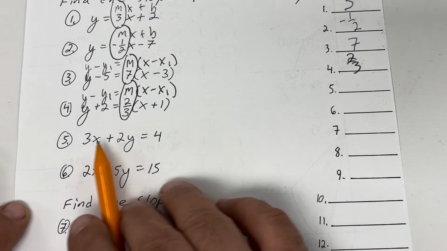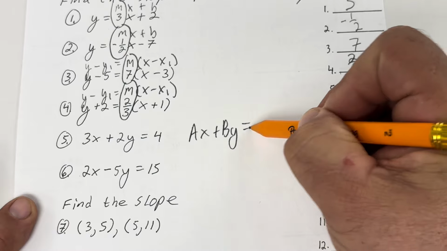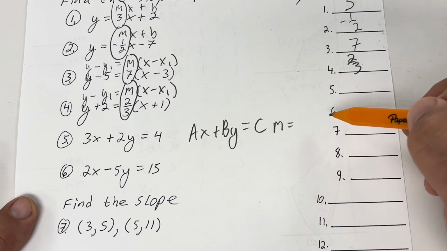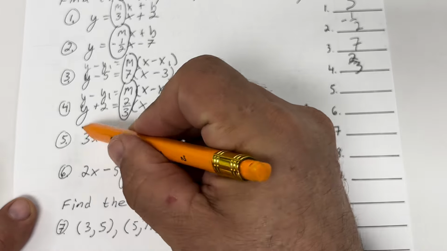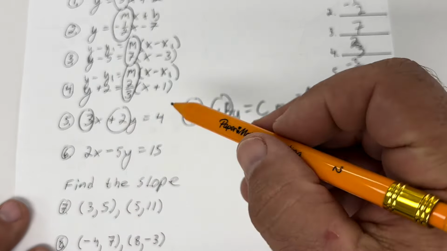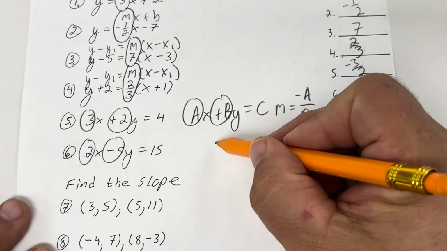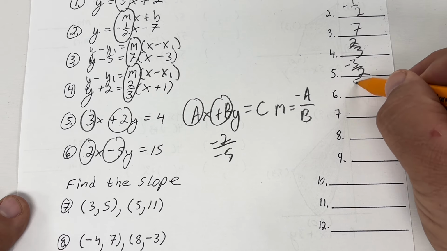For number 5 and 6, that's in standard form. When it's in standard form, ax plus by equals c, the slope is just going to equal the opposite of a over b. So the opposite of 3 is negative 3 over 2. So negative 3/2. For negative a over b, that would be negative 2 over negative 5. So a negative divided by a negative would give us positive 5/6.